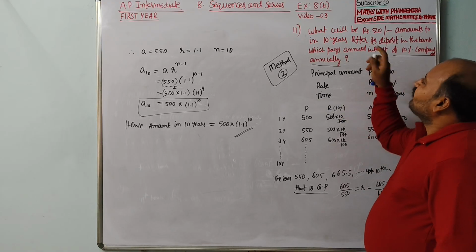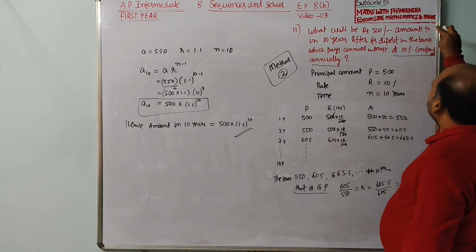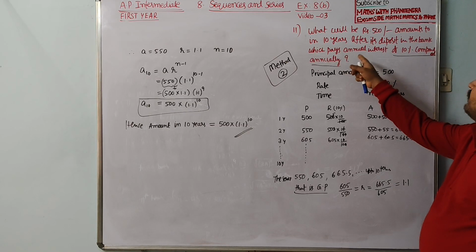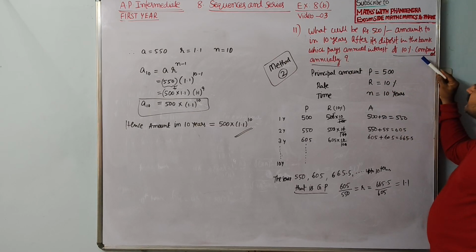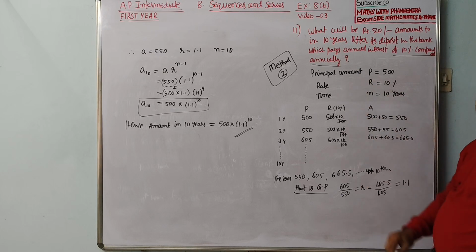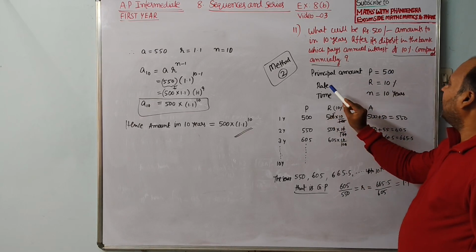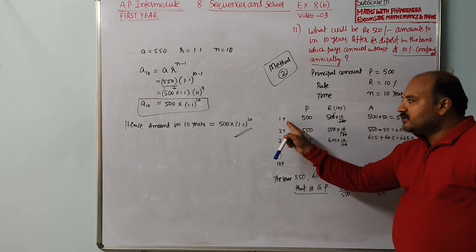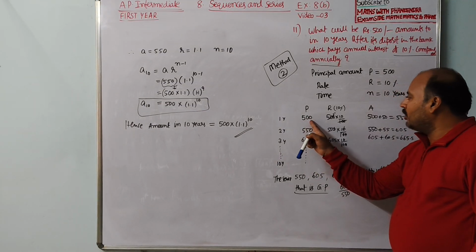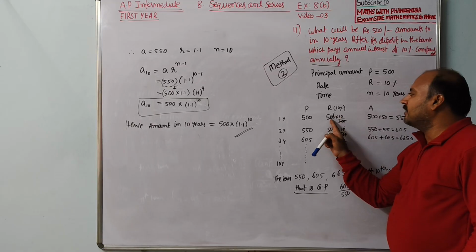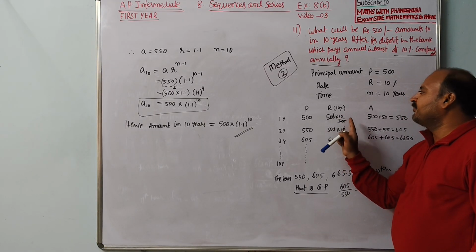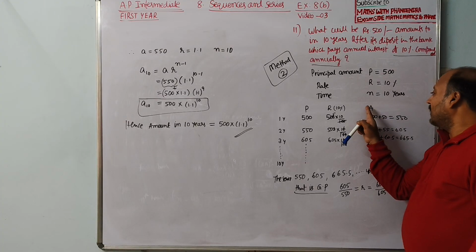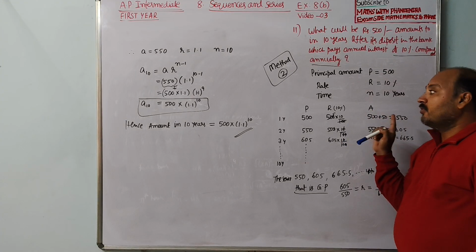Now, what will be 500 rupees amount in 10 years after its deposit in the bank, which pays annual interest of 10% compounded annually? So principal amount P 500, rate 10%, time 10 years. In the first year, 500 principal amount, how much percentage? 10%. 500 into 10 by 100, it will become 50 rupees. So 500 plus 50, total amount will come. Amount is 550 for the first year.